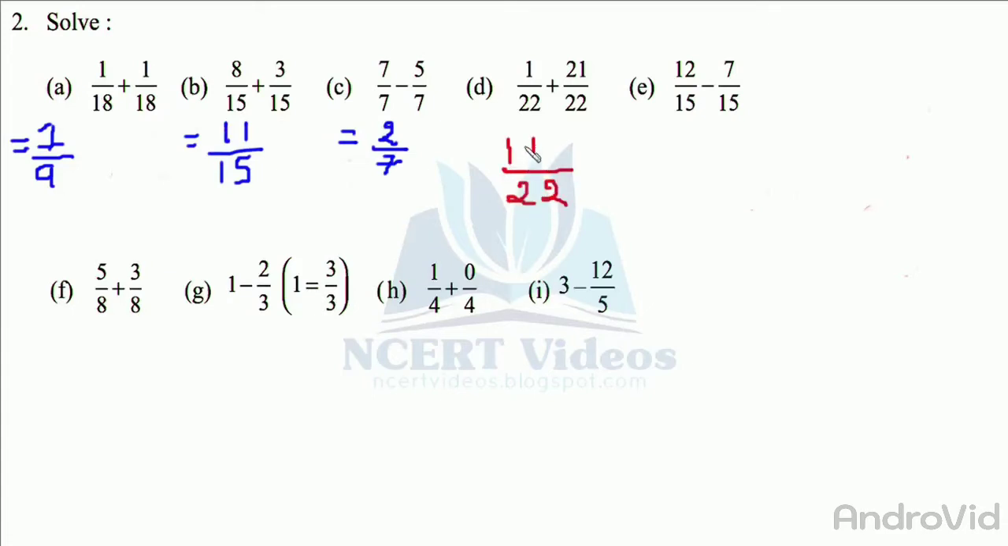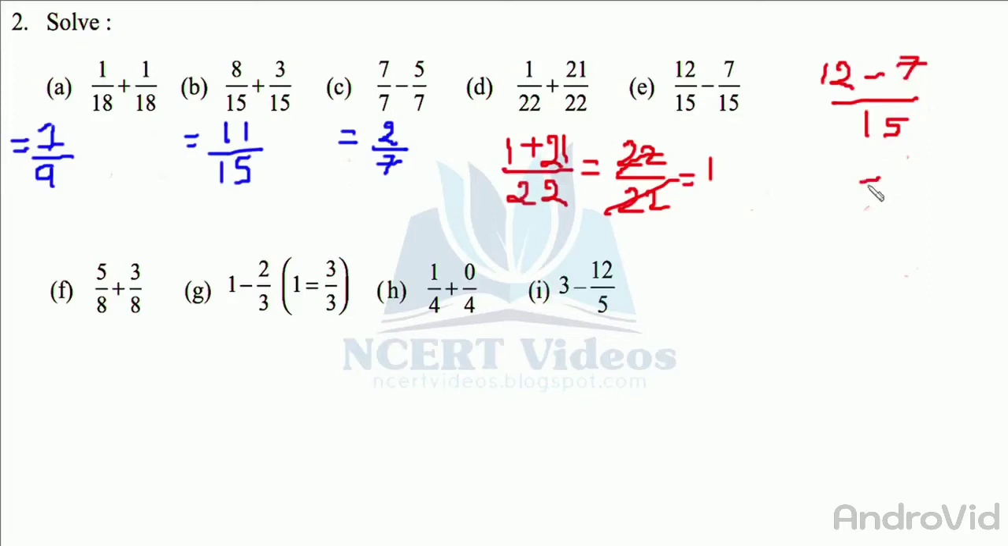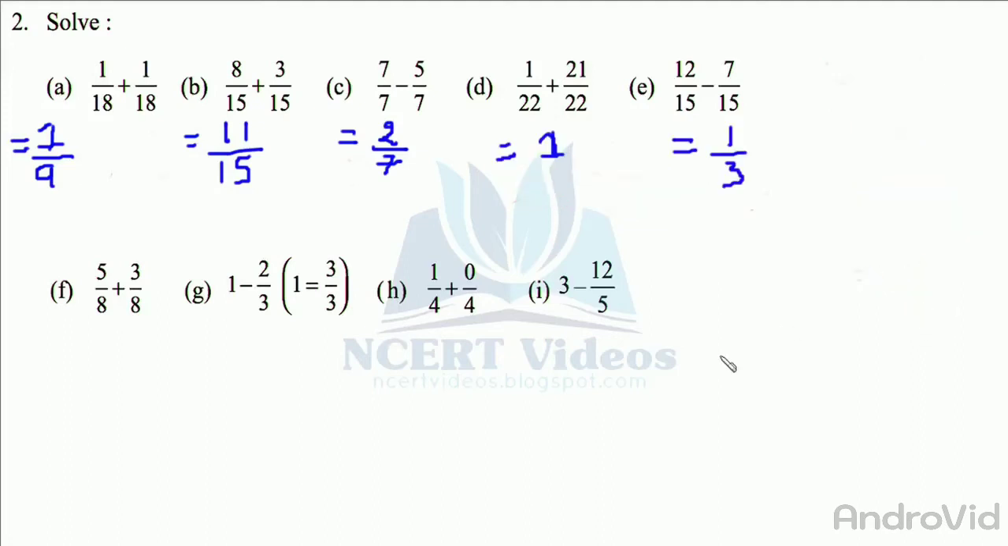Again 22 is the common denominator. 1 plus 21 would give you how much? 22/22. That is further reducible, 1/1. Then the E part, again all these questions so far have a common denominator. 15, 12 minus 7 would give you 5/15. Further reducible, 1/3, because 5 is the common factor. 1 fives are 5, 3 fives are 15.